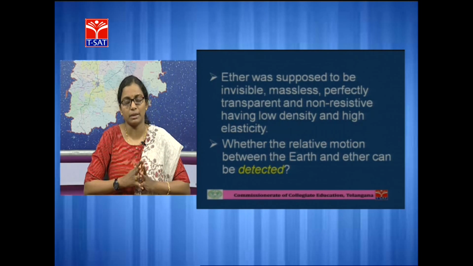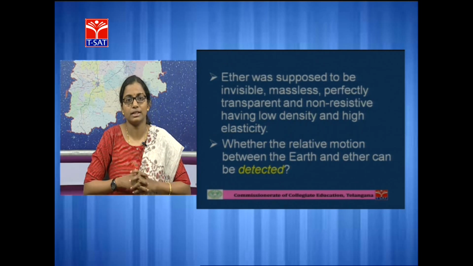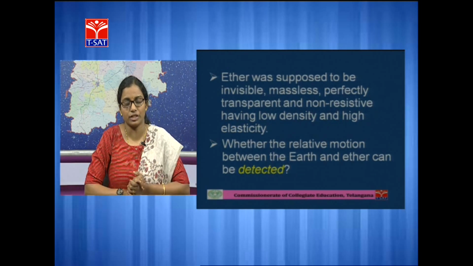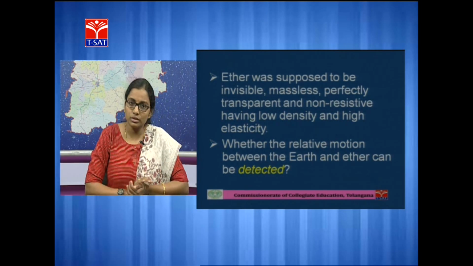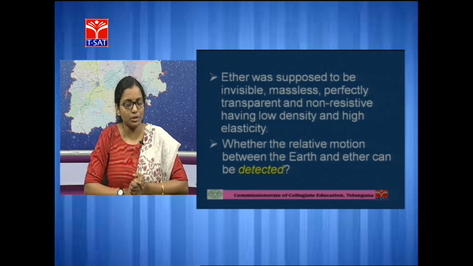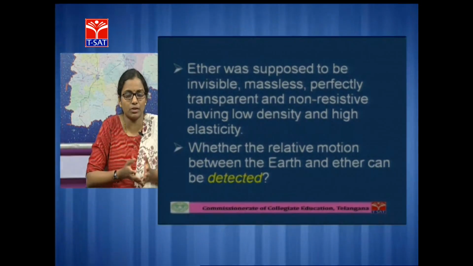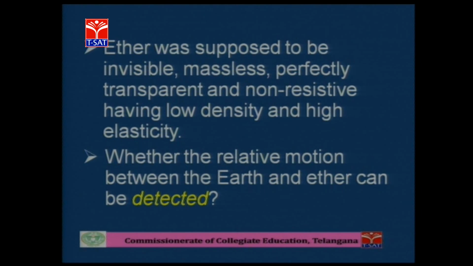Suppose the velocity of earth can be calculated using this as a stationary frame of reference, that is, an inertial frame of reference. Then this frame of reference can be used to find any physical quantity relative to the frame of reference, called the ether frame of reference.